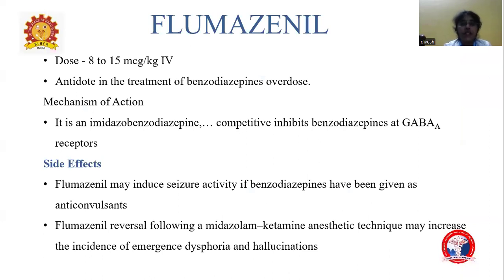This is flumazenil. Flumazenil is an antidote in the treatment of benzodiazepine overdose. The dose of flumazenil is 8 to 15 microgram per kg IV. The mechanism of action is that it is an imidazobenzodiazepine, which competitively inhibits benzodiazepine at the GABA A receptor.